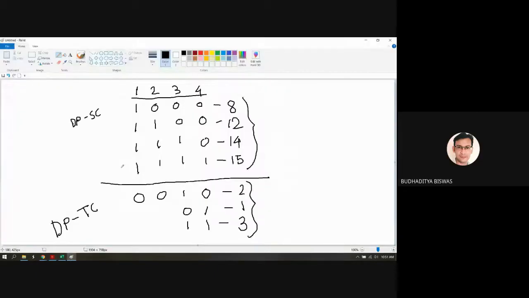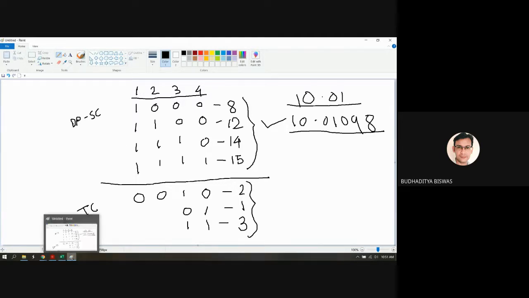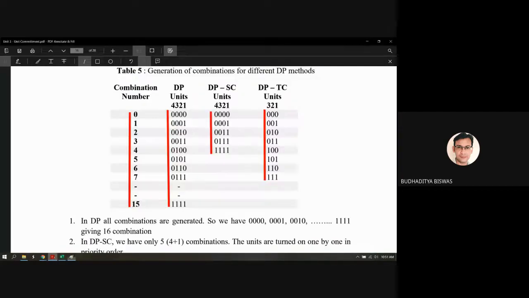Suppose I ask you which one is more accurate, 10.01 or 10.01098. Obviously the latter is more accurate because it has more fractional digits. Similarly, as DPTC handles more equations, it will give a more accurate result compared to the DPSC.